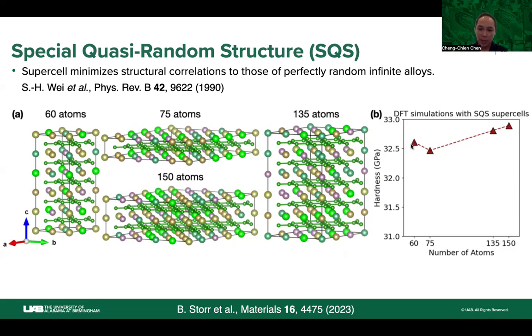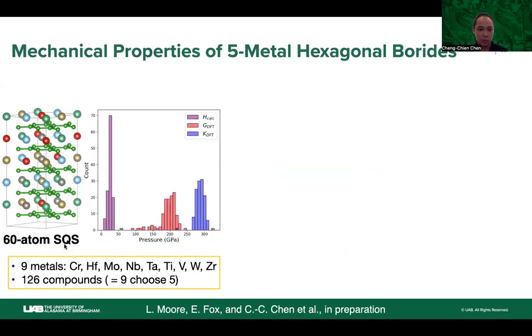So using the 60 atom SQS cell, we then went through all the 126 compounds from these 9 transition metals for our 5 metal hexagonal high entropy borides. This is one of the crystal structures, and these are the results we got. We computed the hardness, shear modulus, and bulk modulus for all 126 compounds. Again, these calculations were performed by my students, Luke Moore and Ethan Fox, and we are in the middle of finalizing the manuscript for journal submission.